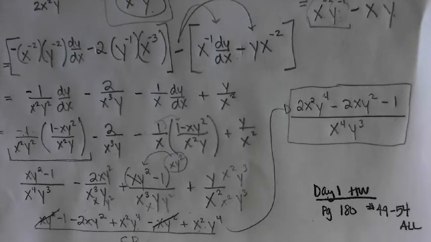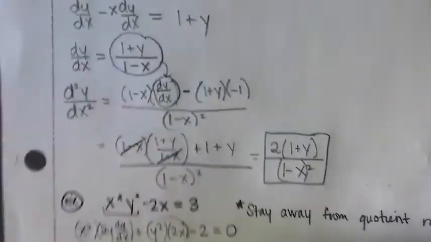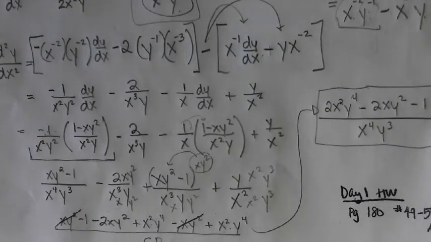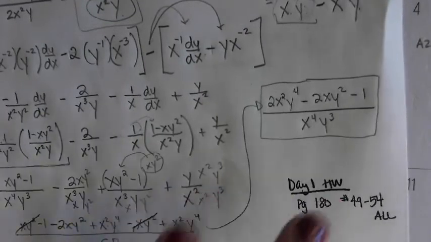Stay away from the quotient rule. I mean, if it's not bad, it's not bad, that's fine, but obviously that one would have gotten crazy. Yeah. That's about as ugly as they come. Are we gonna have one that bad? No.